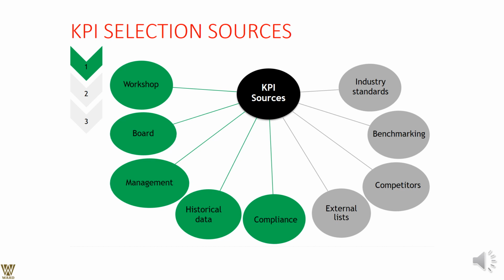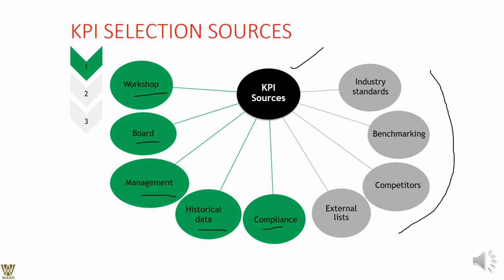The KPI sources: what are the sources of KPIs? We have n numbers of sources, of which the gray one is mentioned as from the external sources, and the rest would be done within the organization. Within the organization, we can scope the workshop board, which is going to be speaking to the board of management. We are going to talk about the administrative issues, the historical data, the compliance thereof. It's everything within the purview of the organization that we are detailing.